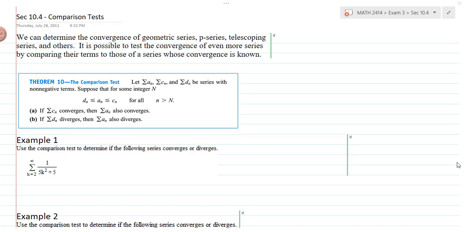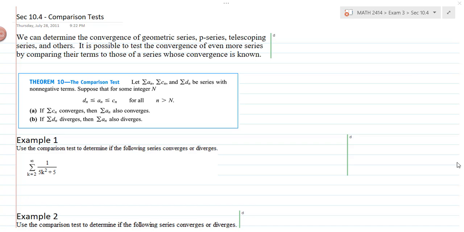Section 10.4 is the comparison test. This is similar to what we did in section 8.8 with the direct comparison test for infinite integrals. So we can determine the convergence of a geometric series, a p-series, and a telescoping series, and others now using things like the p-series and the nth term test for divergence.